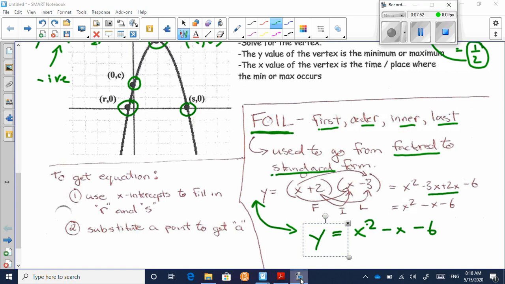Okay, so that's a nice review, a nice little cheat sheet there. Hopefully you guys could use that in your quiz today.